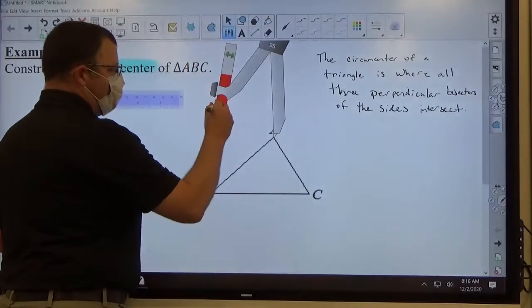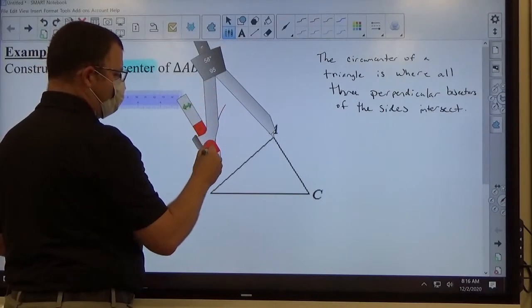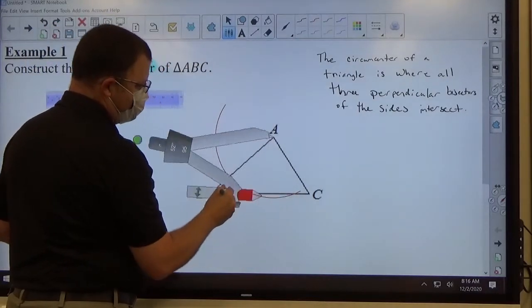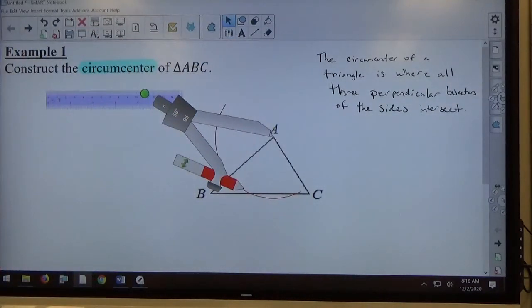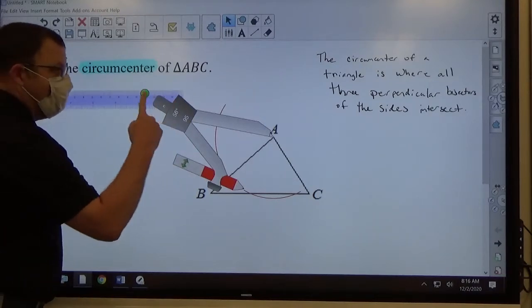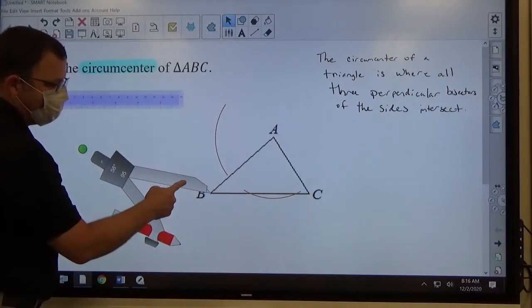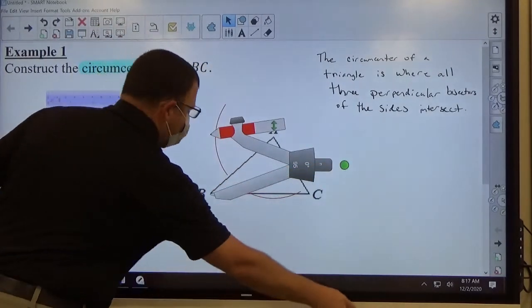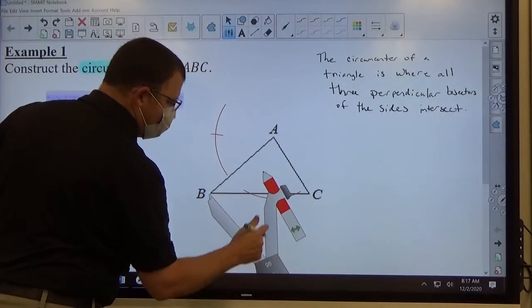I'm going to make an arc above and below, like so. The radius I used there was random, it didn't matter what it was, but once I've made that decision, I need to keep that radius the same all the way through. I'm going to slide my compass over to point B and intersect the arcs. So I put a little arc here, and a little arc down here.